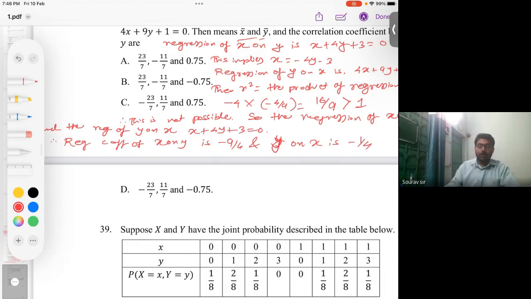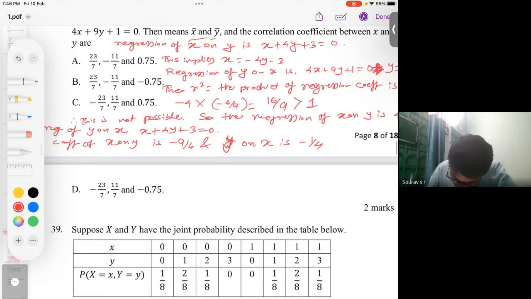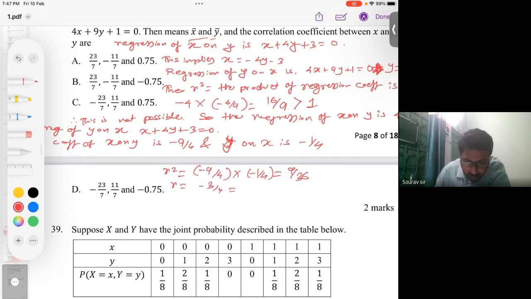Okay, so now the value of r square will be nothing but the product of these two values. So r square will be -9/4 into -1/4, that is 9/16. So if r square is equal to 9/16, then r will be -3/4, which is equal to -0.75. The sign is negative. Why am I using only the negative sign? As the sign of the regression coefficient is negative.